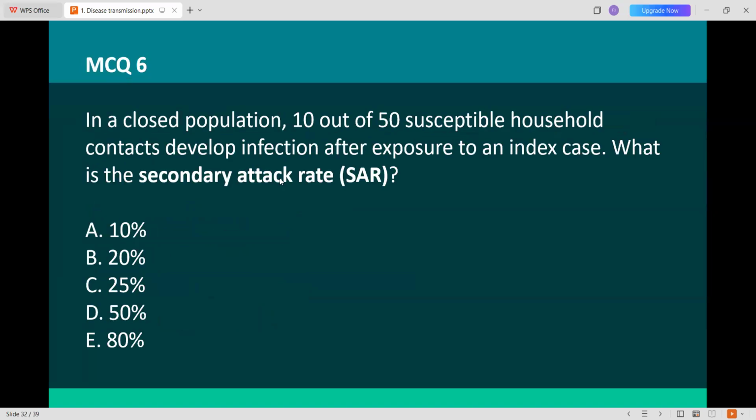MCQ number six: in a closed population, 10 out of 50 susceptible household contacts develop infection after exposure to an index case. What is the secondary attack rate? A, 10%, B, 20%, C, 25%, D, 50%, E, 80%. B is the right option.